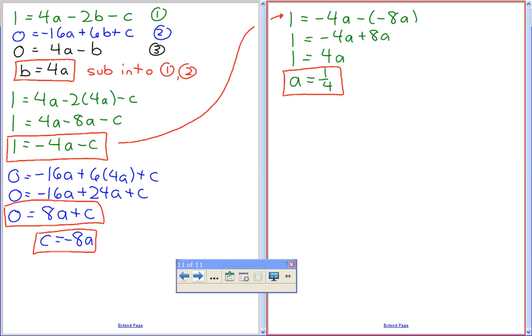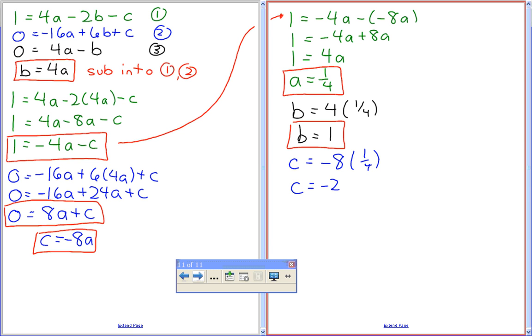I have my A, how do I get my B? Courtney, how do I get my B? So B equals 4 times 1/4. So B equals 1. C equals then the same way. Negative 8 times 1/4. C equals negative 2.